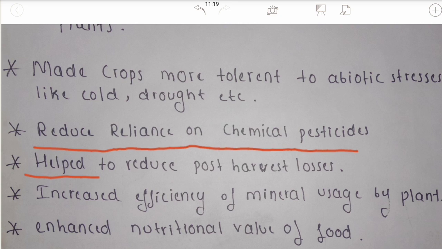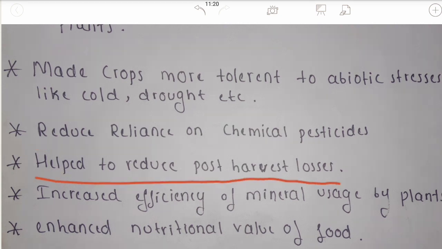Then it helps to reduce post-harvest losses. If insects attack the field, then what happens? There is a reduction in crop varieties, there are no high yield crop varieties, and there is a reduction in food supply, right? When we use genetic modification, it will reduce the post-harvest losses.